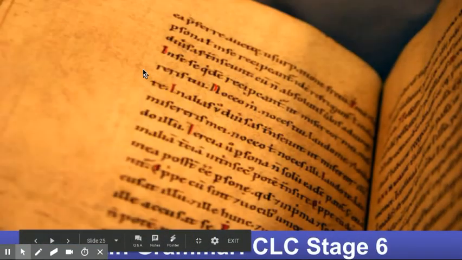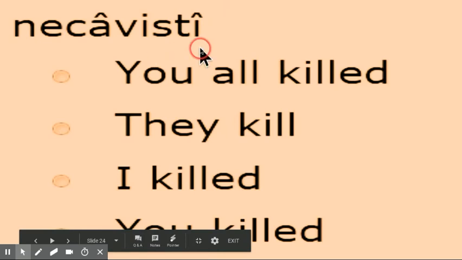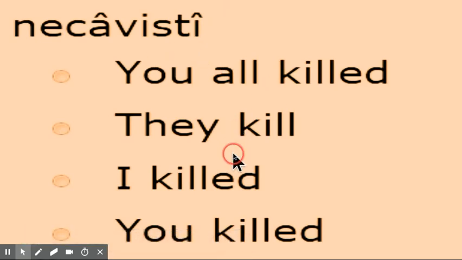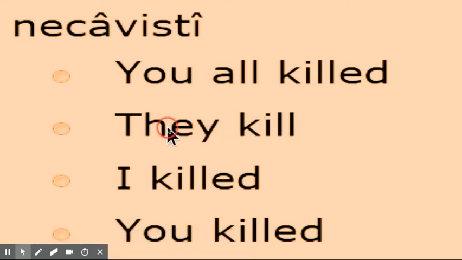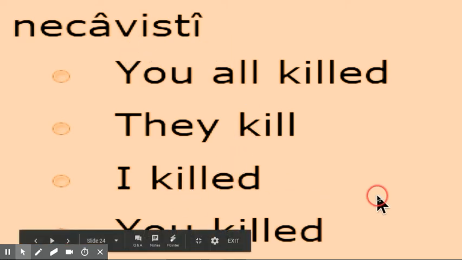Necavisti. They're all dealing with past tense, except necant, they kill, is present, so that's no good. Throw that one out. Necavisti. You would think it would be i. Look, that's not the whole ending. That V tells you the starting point. It's isti. You killed.